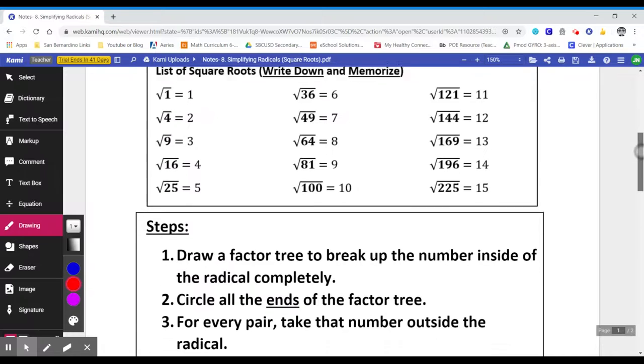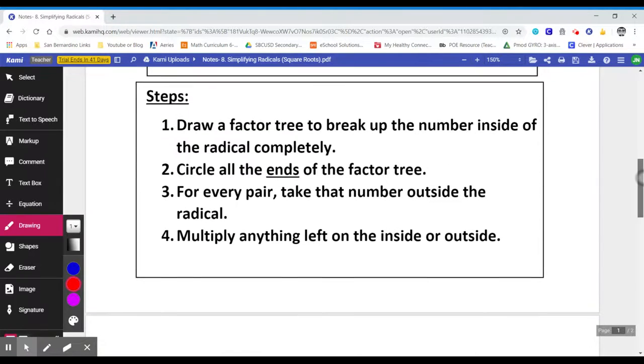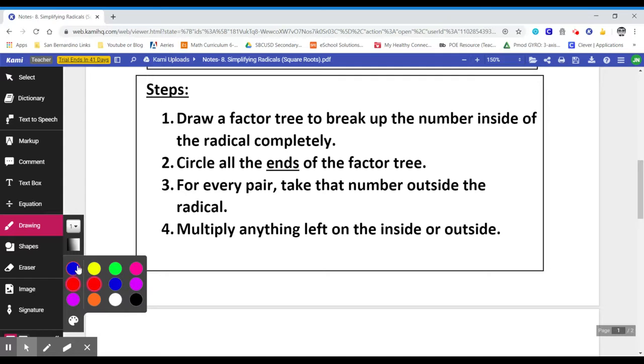Okay, so really simple steps. Like I said, it's going to be a short video. First thing you need to do to simplify a radical, step 1, you have to draw a factor tree. So factor tree means break up the number inside of the radical completely to the factors, as what times what gives you that number, right? So for example, 2 times 3 would give you 6. So just break it down as far as you can completely. Number 2, you have to circle the ends of the factor tree. That's just something that I like to do so I know where the factor tree ends.